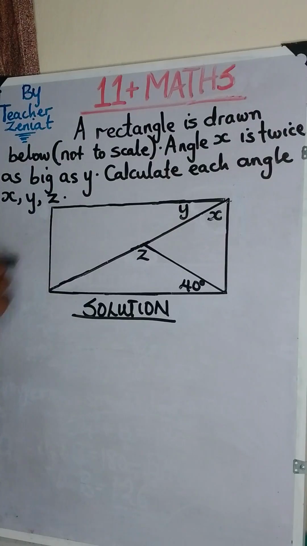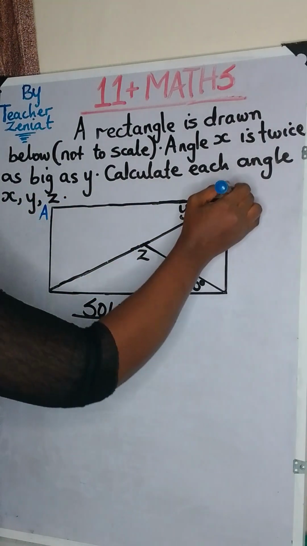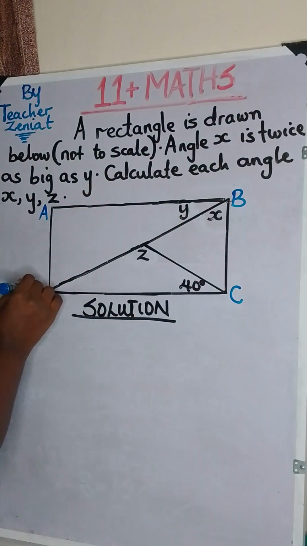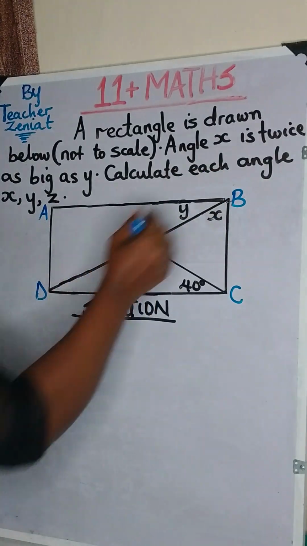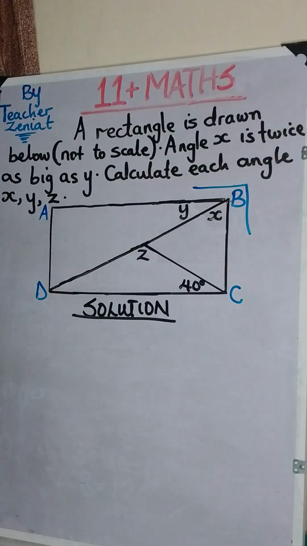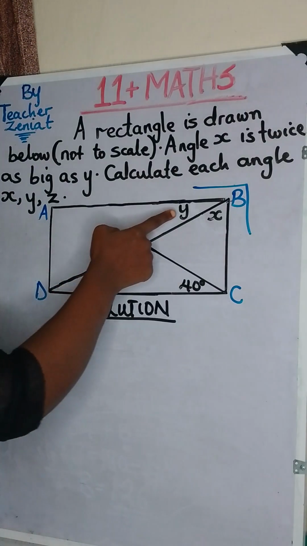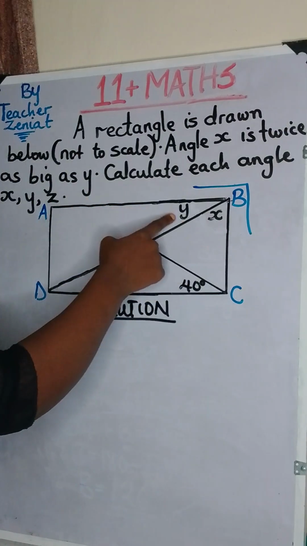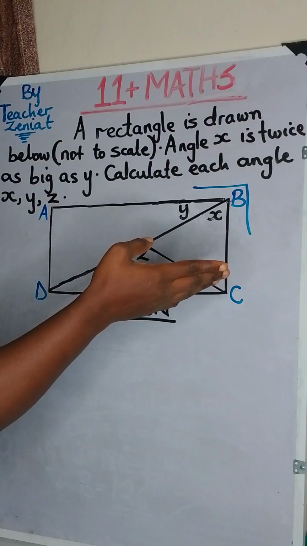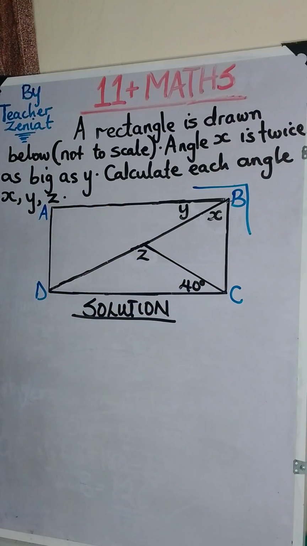Now, if you look at this shape, it is a rectangle. So we are going to be marking the four sides of the rectangle: A, B, C, and D. Now, let's look for X, Y, and Z. If you look at this part of the rectangle where X and Y angles are, you find out that it is a right angle triangle. So we are going to be summing X and Y and equate it to 90 because summation of angles in a rectangle is equal to 90 degrees.